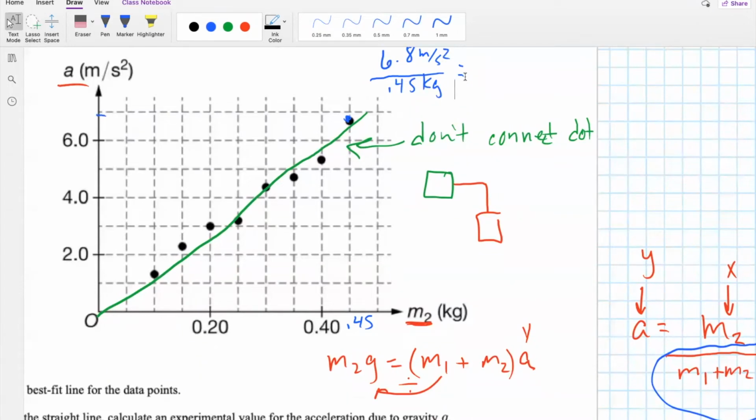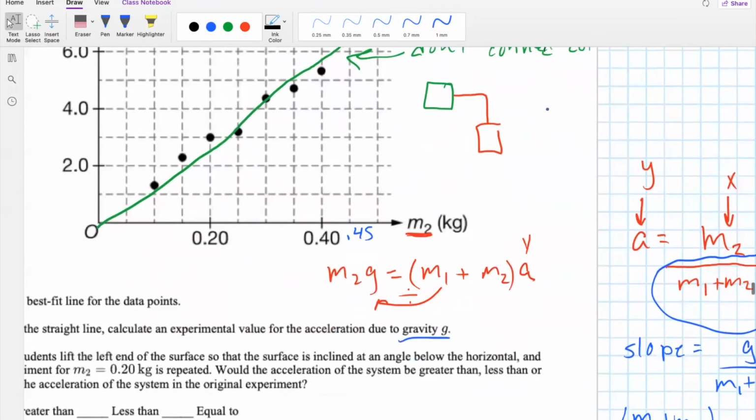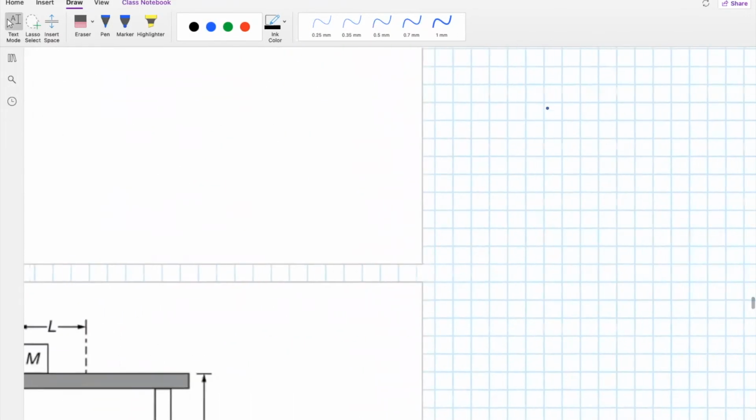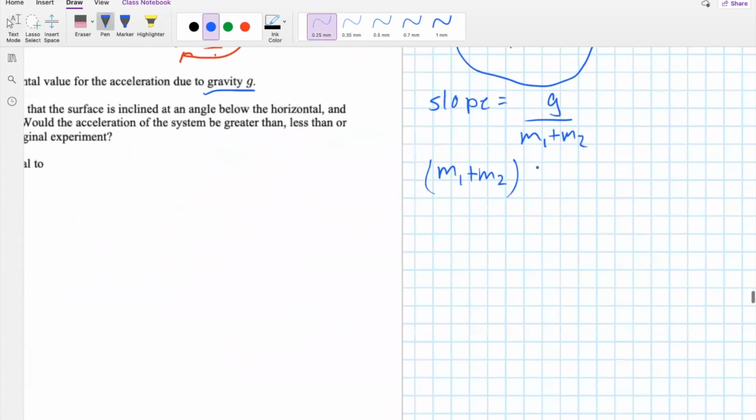And so let's see here what that yields. It's about 15.1, 15.1 meters per second squared per kilogram. Now, we're not done. That's just the slope. Now we need to turn that into this part of the equation.